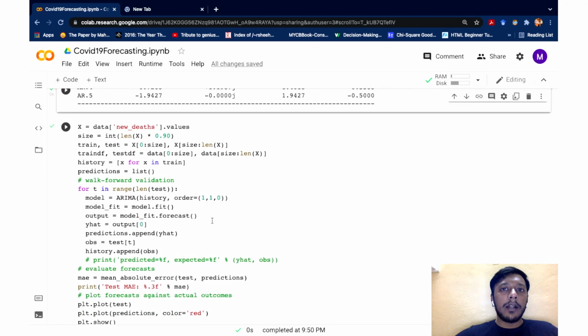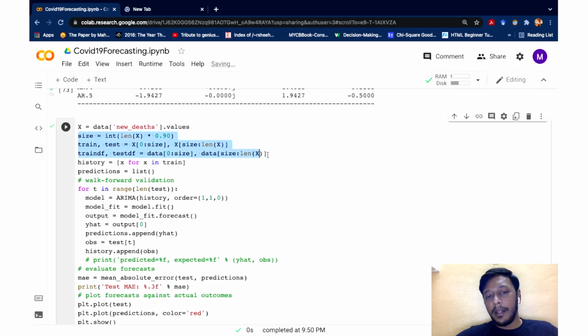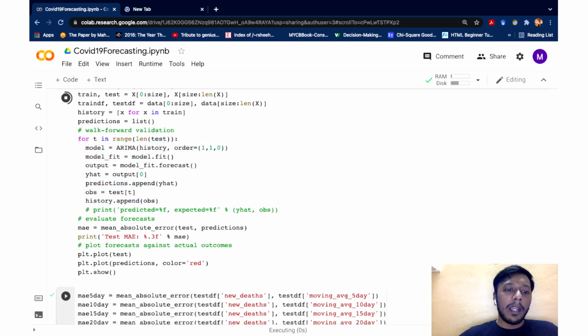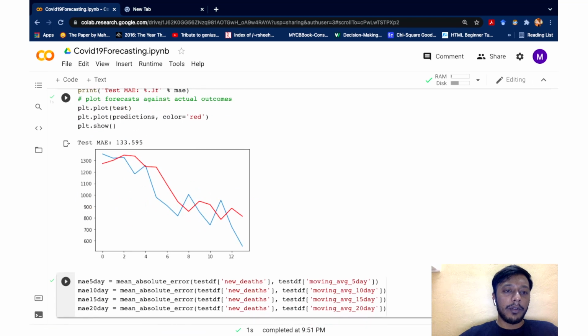Now, having trained that ARIMA model, I am splitting my data into train and test. The way I'm doing it is I'm sorting the data by time, from old to recent. I'm using 90% of the data to train my ARIMA, and then use that to forecast for the remaining 10% of the time. This is a small loop that I'm using to make my predictions, and I will also report my mean absolute error for my predictions.